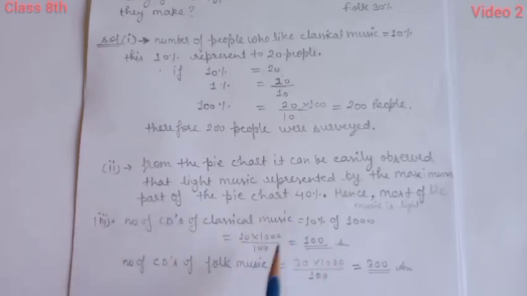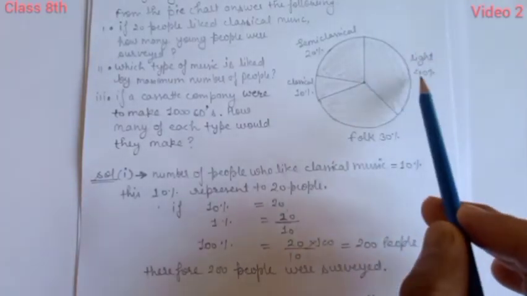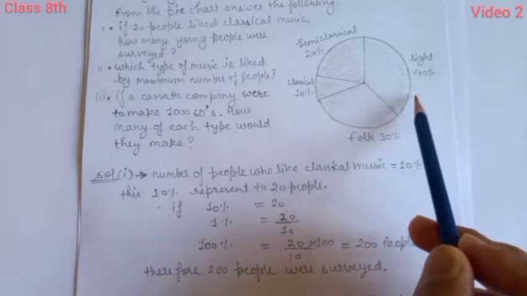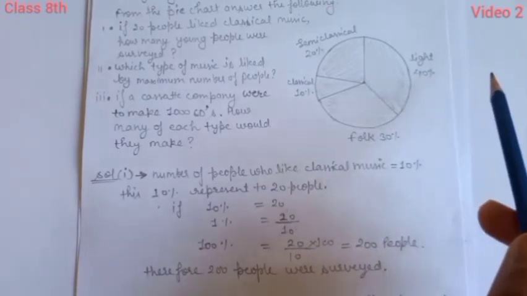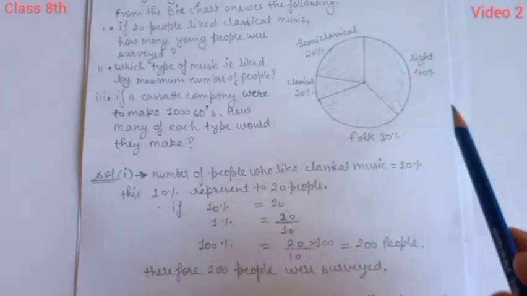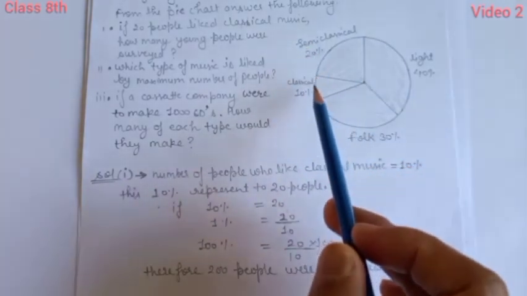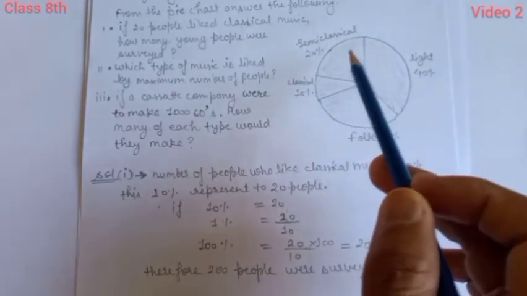Okay students, in a similar way, folk music. You know the percentage of folk music is 30%. So 30 into 1000 divided by 100 is equal to 300 CDs. Similarly, students, you can find the number of CDs for light music. It is just 40 upon 100 into 1000, which means 400. Similarly for semi classical, it is just 20 upon 100 into 1000, which is equal to 200.